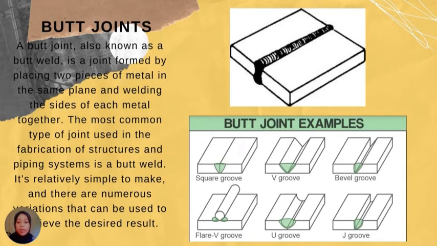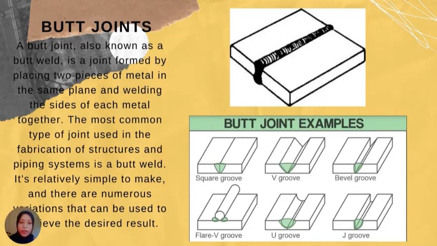So the first one, we go through the butt joints. A butt joint, also known as a butt weld, is a joint formed by placing two pieces of metal in the same plane, and welding the side of each metal together. The most common type of joint used in the fabrication of structures and piping systems is a butt weld. It's relatively simple to make, and there are numerous variations that can be used to achieve the desired results.